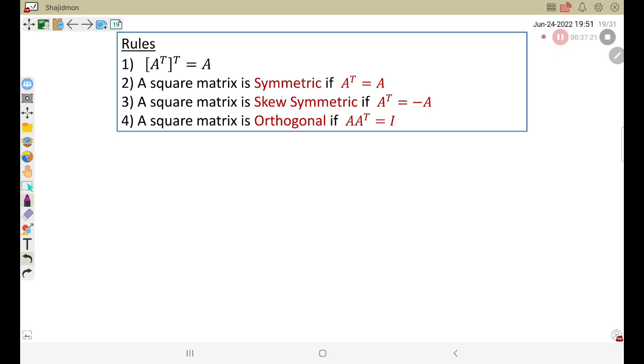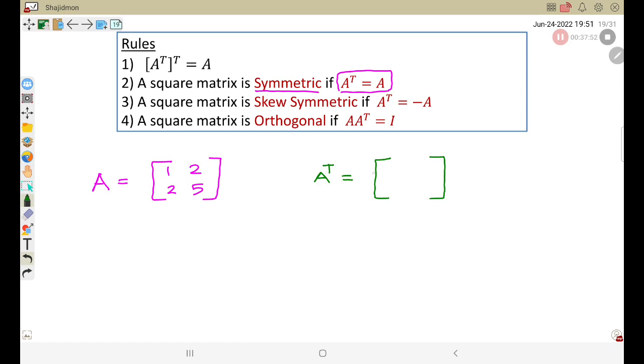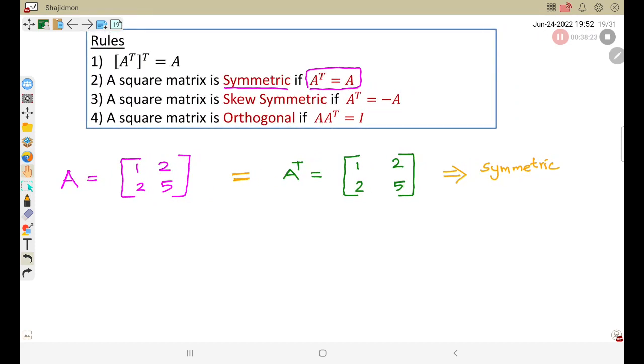Now the second one: a square matrix is said to be symmetric, which is a very important point, if A transpose is the same as A. For example, take the matrix A equal to 1, 2, 2, 5. What is the meaning of symmetric? When we calculate A transpose, what is it? First row 1, 2 we write as the first column 1, 2. Second row 2, 5 we write as the second column 2, 5. So 1, 2, 2, 5. Now you can check these two matrices, A and A transpose, both are the same, correct? That means we give the A matrix a special name: A is a symmetric matrix. A and A transpose being the same means we call it a symmetric matrix.